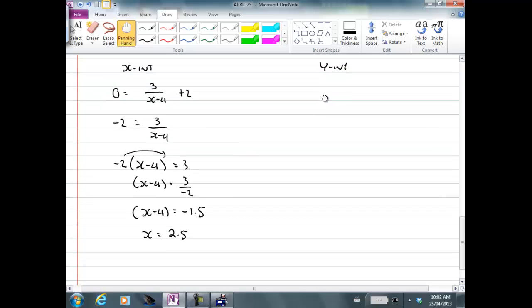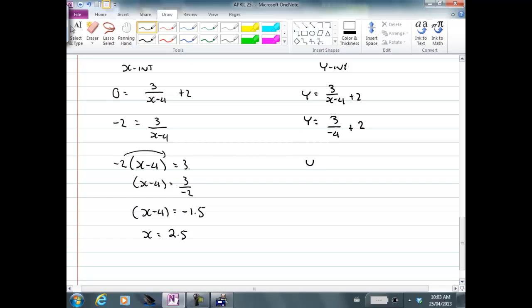Decimal doesn't matter. I want you to do the y-intercept now. So my y-intercept is, again, here's my equation: 3 over x minus 4 plus 2. Manraj, if it's a y-intercept, what must x be? 0. And I just plug it in. 3 over negative 4 plus 2. Use your calculator if you want and figure this out right now.